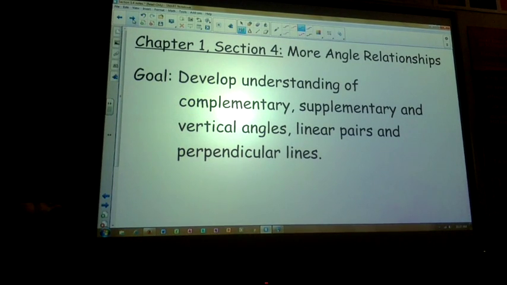Chapter 1. More angle relationships. Develop an understanding of complementary, which is 90 degrees. Supplementary, which is 180. Vertical angles, which are always equal. Linear pairs, which are two angles that together become a straight line. And then, this is the right side on your sheet that I passed you. And then perpendicular lines are two lines that cross each other, forming 4 90-degree angles.